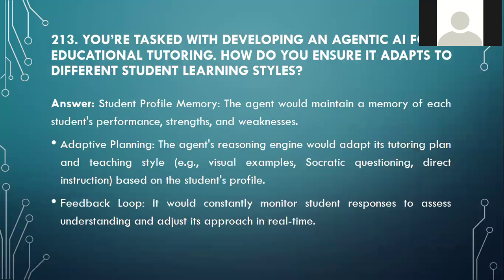Moving to question number 213. You are tasked with developing an agentic AI for educational tutoring. How do you ensure it adapts to different student learning styles? Student profile memory. The agent would maintain a memory of each student's performance, strengths, and weaknesses. Adaptive planning. The agent's reasoning engine would adapt its planning and teaching style.